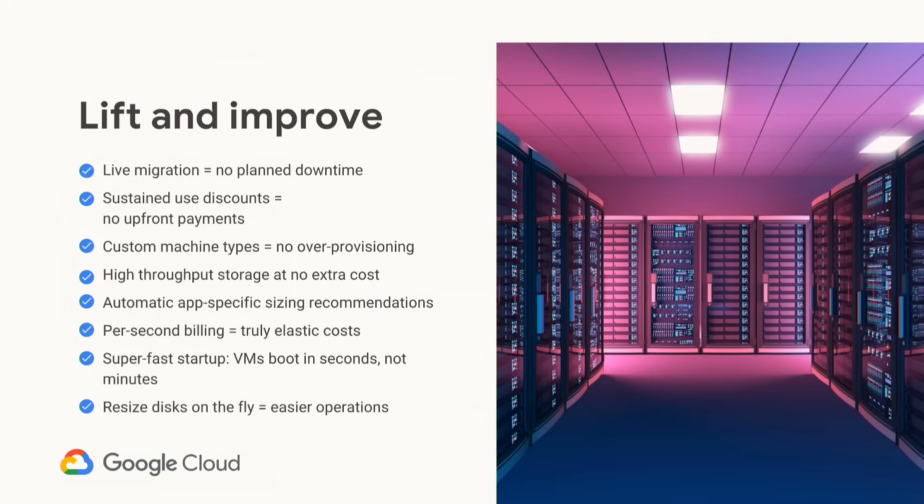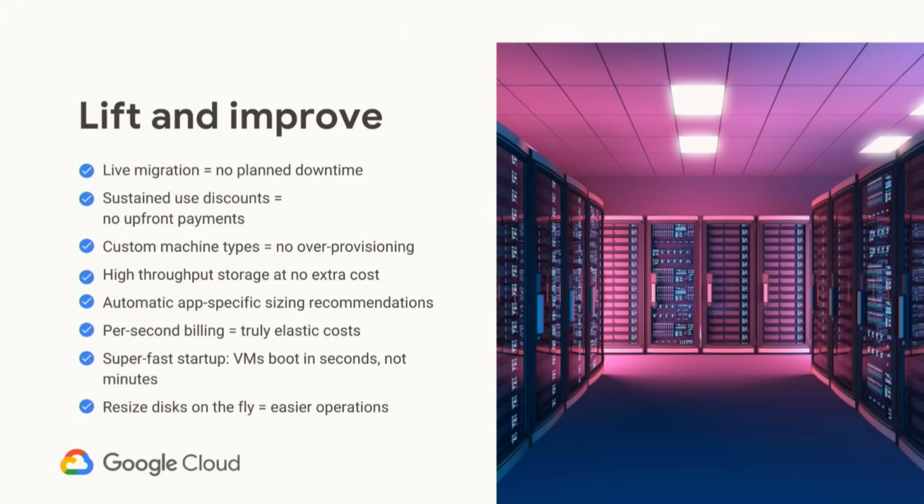Additionally, we have custom machine types. So we know that applications sometimes don't fall into a specific ratio of CPU and memory. So we allow you to define what that ratio is. Maybe you need 4 cores and 80 gig of RAM. We don't stop you from doing that.